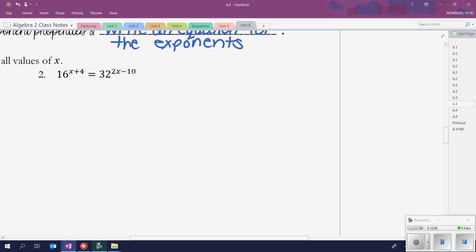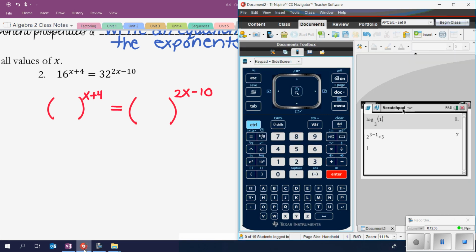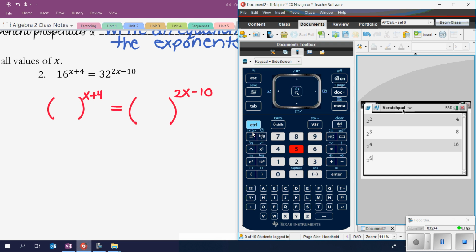16, no. 4, no. 8, no. You're raising to an exponent. You're not multiplying. So 16 and 32 can both be written as 2 raised to a power. So you need to be familiar with the fact that 2 squared is 4, 2 cubed is 8, 2 to the 4th is 16, 2 to the 5th is 32, 2 to the 6th is 64.